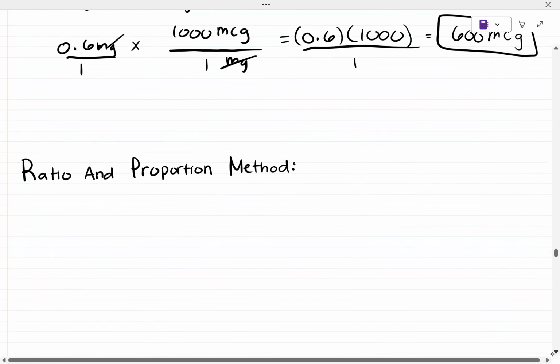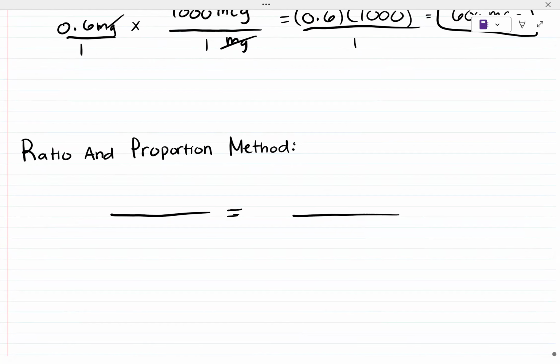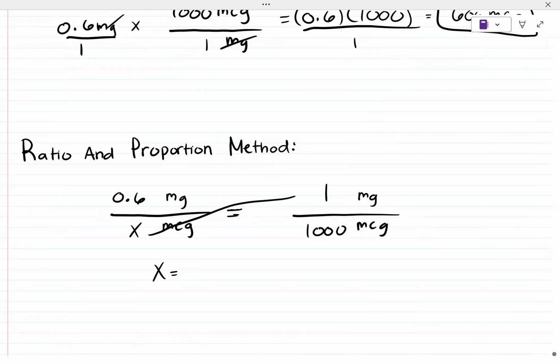Okay, ratio and proportion method. So we set up like this. You could put mg on the top and then mcg on the bottom. So we were given exactly 0.6 mg. We don't know our mcg, so that's our unknown. And then for 1 mg, there's 1,000 mcg. And then cross multiply, so 1 times x equals 0.6 times 1,000. And you get 600 mcg.